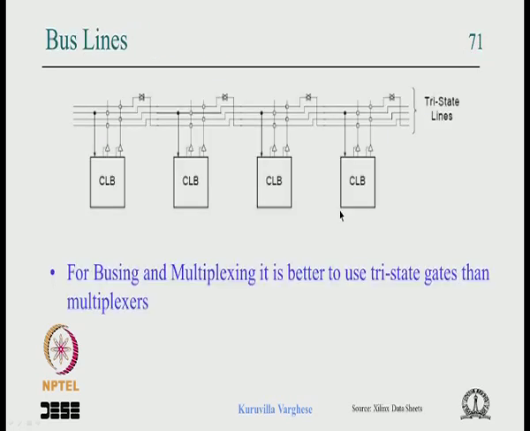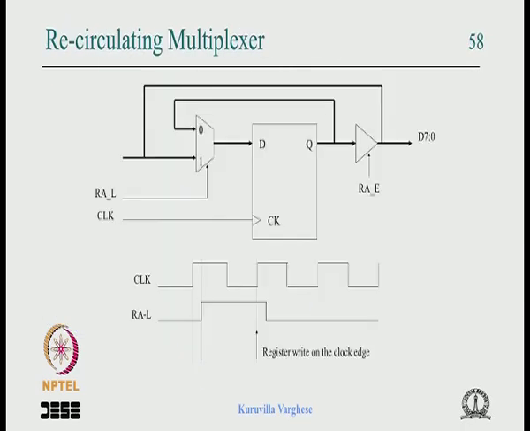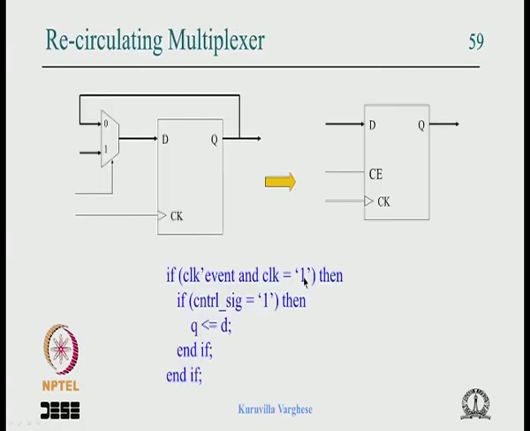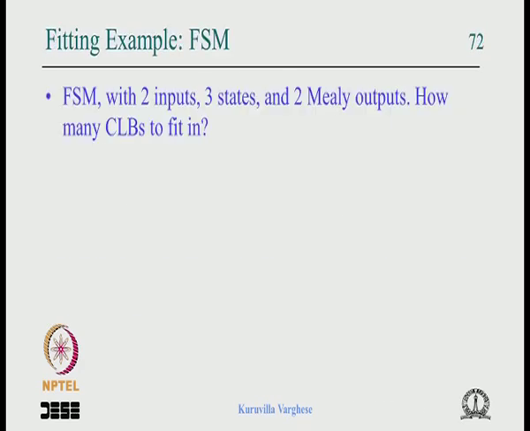So let us now ask, having learned all the architecture, we have looked at basically the architecture of the CLB, we have understood how that is interconnected and so on. So let us just try to estimate some resource requirement. So my question is that, say we have a finite state machine, it has 2 external inputs, it has 3 states and 2 Mealy outputs. How many CLBs do you require in a Virtex FPGA to fit this finite state machine, that is the question, okay.